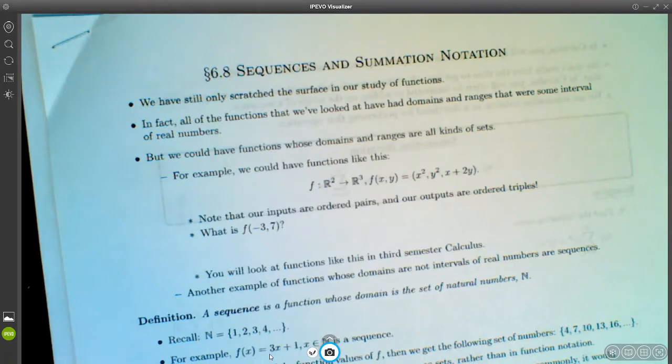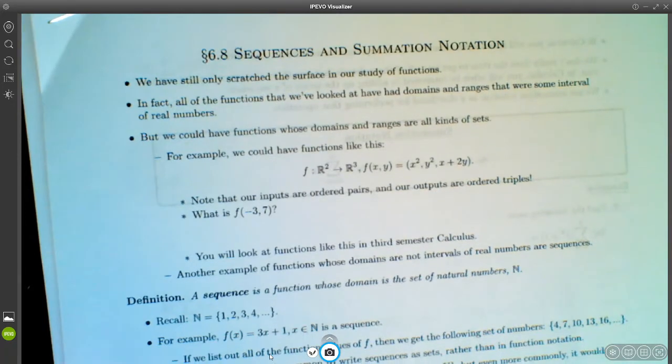All right, 6.8, we're going to talk about sequences and summation notation. I'll say the last couple sections in this chapter are really to help prepare you for calculus, but they do relate to functions. 6.9 is about integration. In calculus, you're going to learn about limits, derivatives, and integrals. In other words, taking limits, integrating, and differentiating, right? So we're going to talk about integrating in 6.9.